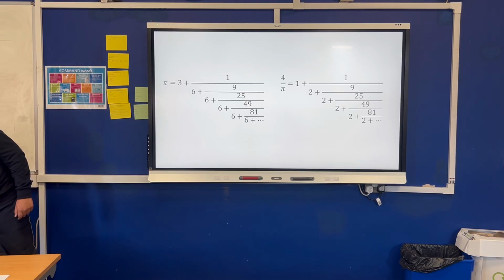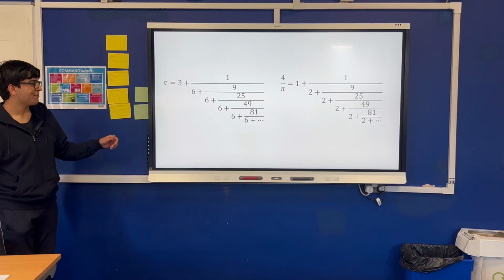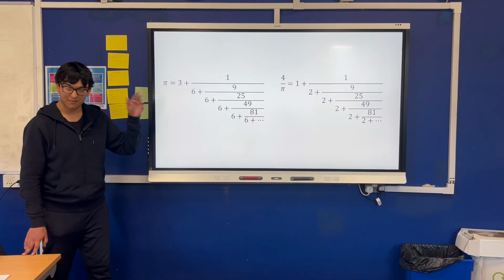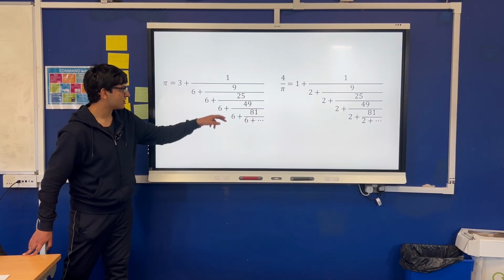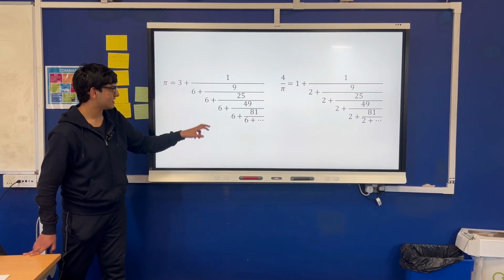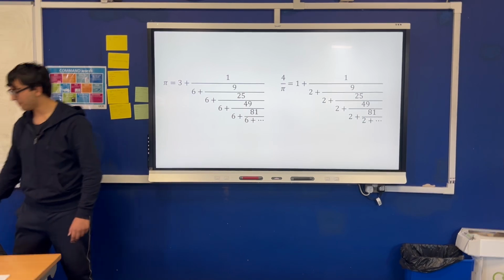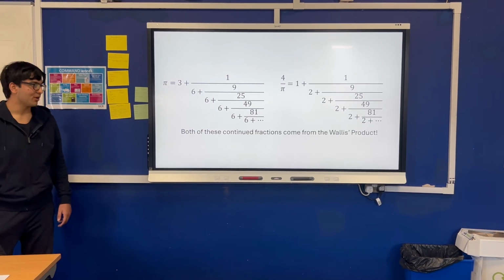Right there. And these are alternate continued fractions for pi. They are generalized continued fractions. They've got really, really nice properties. These are the odd square numbers. You get 3, 6, 6, and 6. 4 over pi is again odd square numbers, with 1, 2, 2, 2, 2, and so on. And they actually come from the Wallis product, by the way.